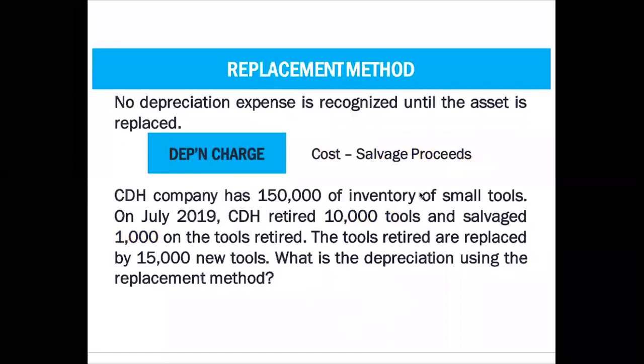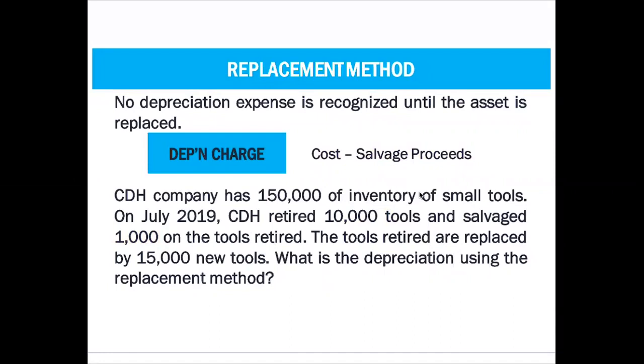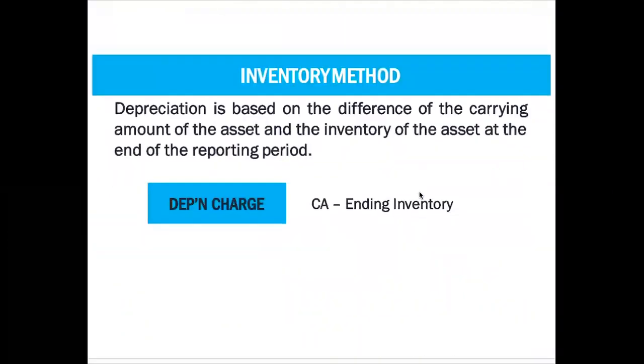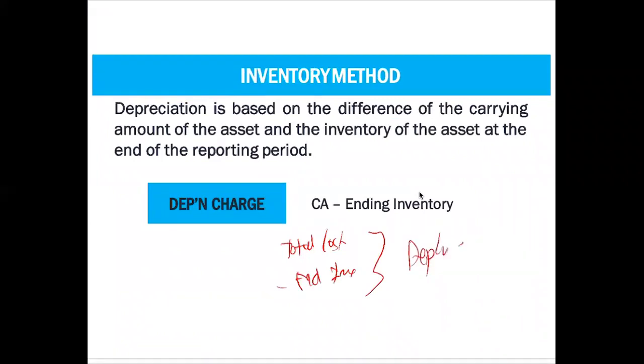Replacement method. So no depreciation expense is recognized until the asset is replaced. So the depreciation charge is still cost less salvage proceeds. So it's still the same. How about inventory method? So for your inventory method, you compare the total cost less your ending inventory. And the difference is your depreciation expense.